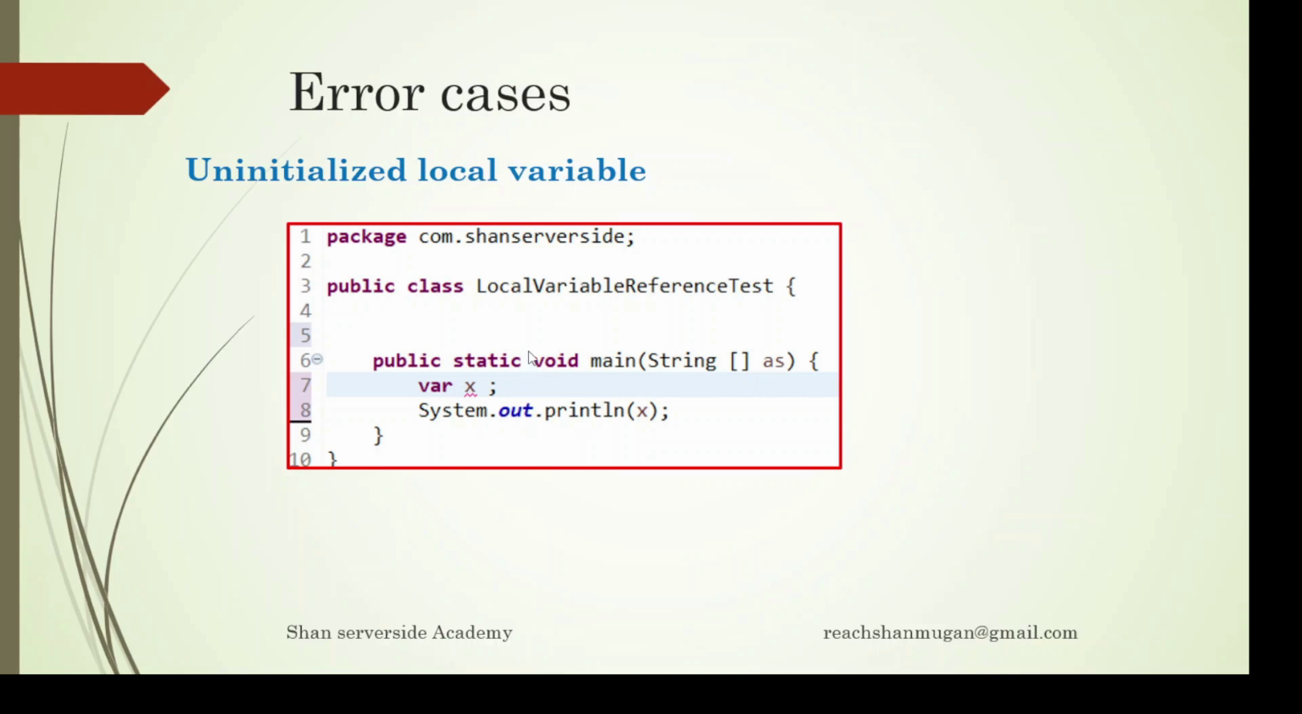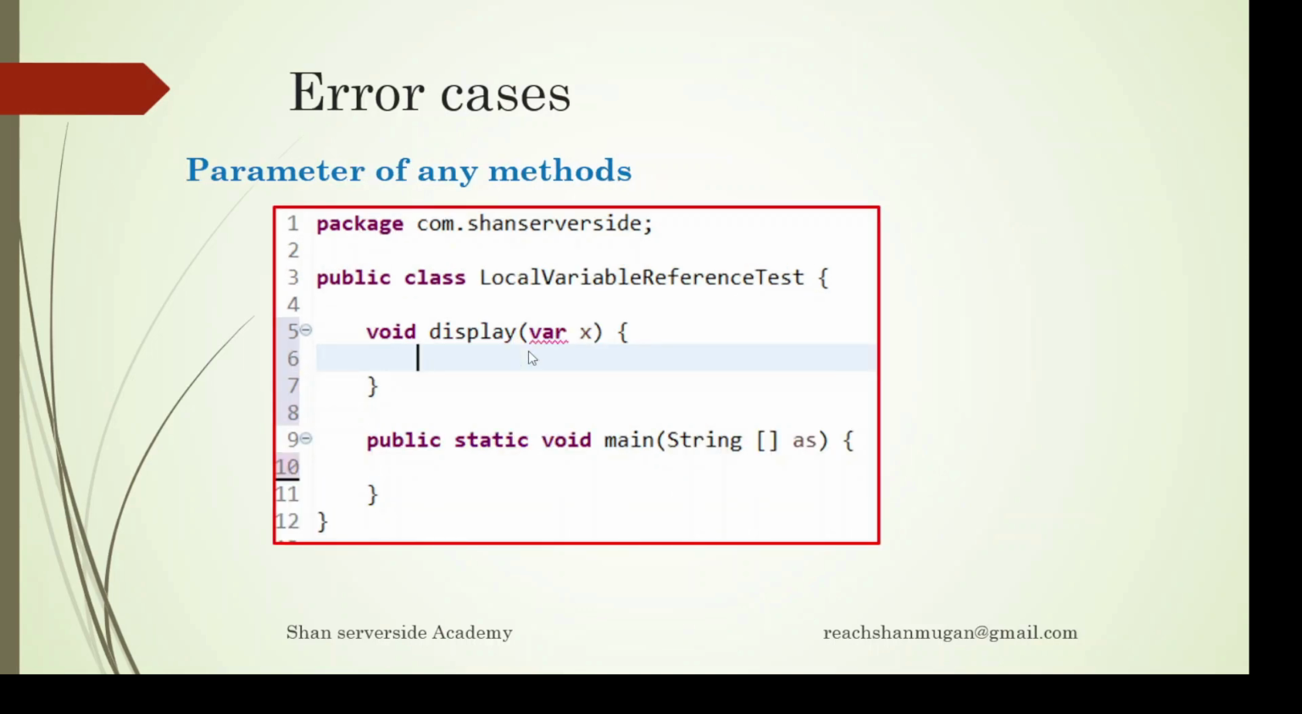Now we will see the next error case. You cannot use it to declare a parameter name, so inside a method the compiler will definitely throw an error. Again, it's an extension of the reason we saw in the last slide. The compiler will not be able to know what data type it has to infer, because there is no value for x.